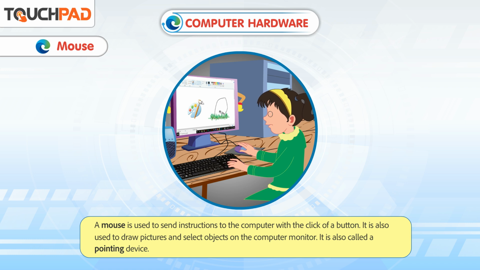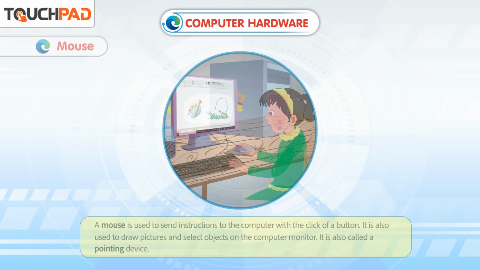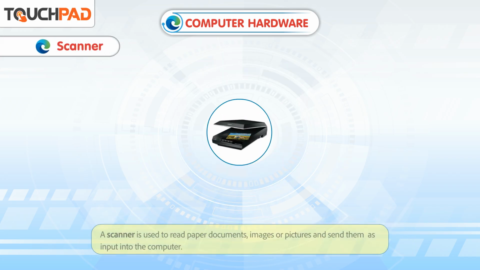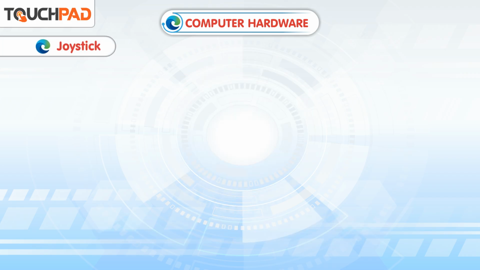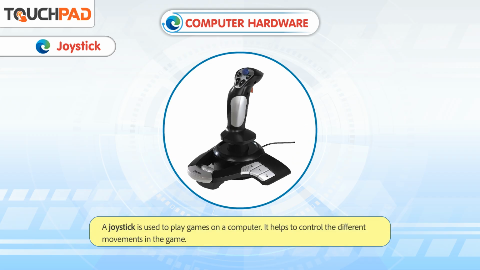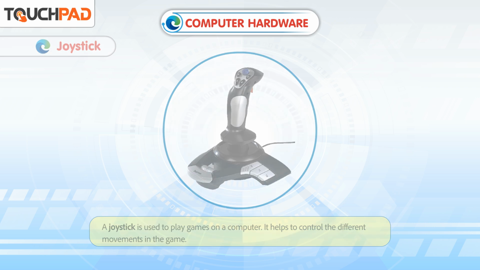It is also used to draw pictures and select objects on the computer monitor. It is also called a pointing device. Scanner. A scanner is used to read paper documents, images, or pictures and send them as input into the computer. Joystick. A joystick is used to play games on a computer. It helps to control the different movements in the game.